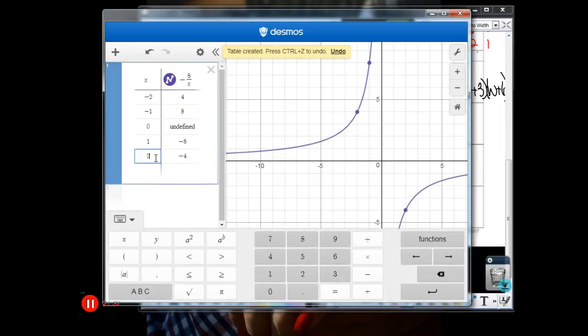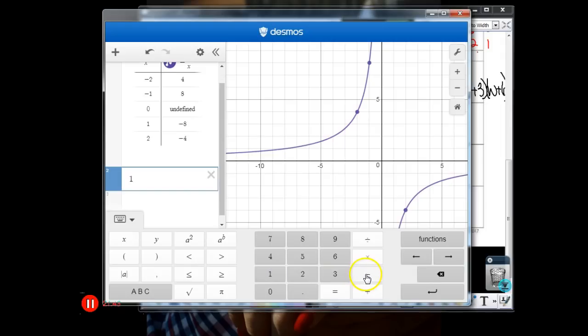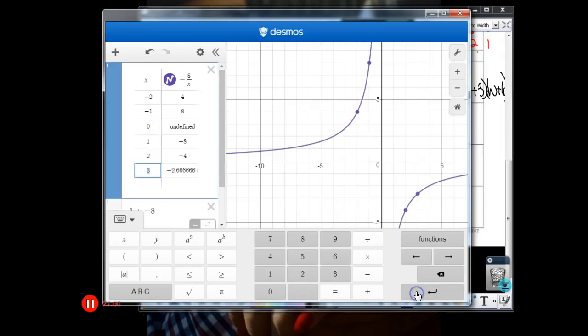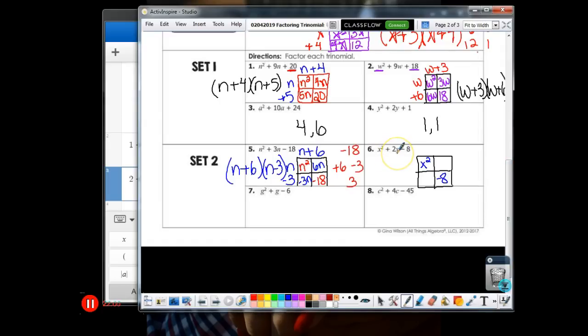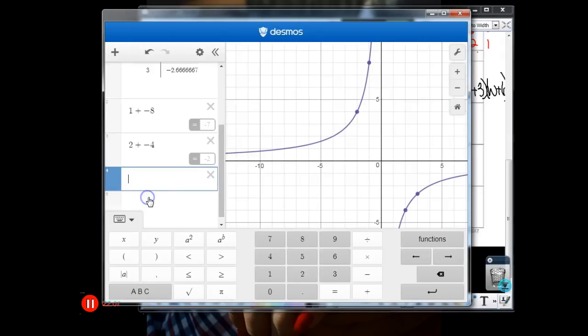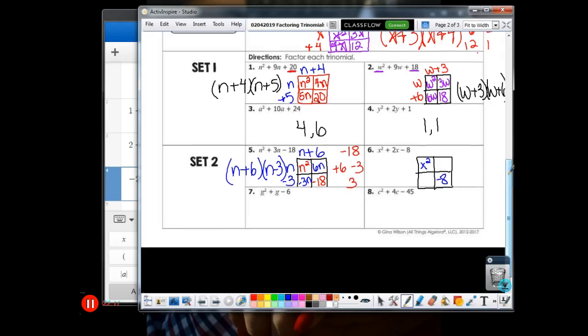So I have 1 and negative 8. So 1 plus negative 8 would be negative 7. So 2 plus negative 4 would be negative 2. And I want positive 2, right? I want positive 2, so I'm going to switch the signs. Right? This gave me negative 2, so I'm going to do negative 2 plus positive 4, or just plus 4. So that's positive 2. So that means my factors are negative 2x and positive 4x.